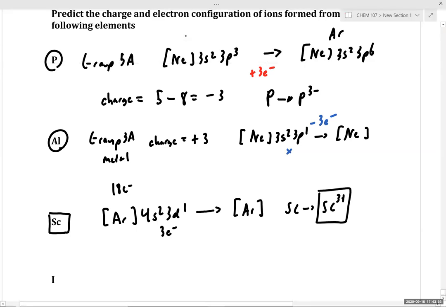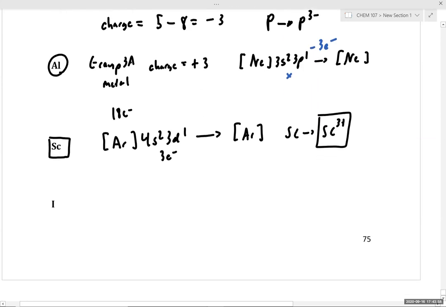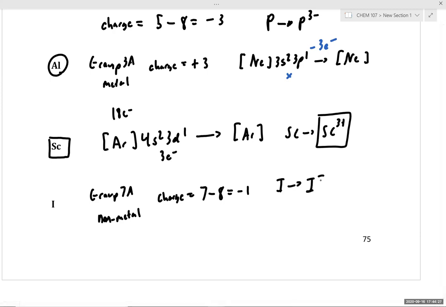Finally, let's look at iodine. Iodine is a group 7A element, and it's a non-metal. So we'd predict the charge would be equal to the group number minus 8, which would be -1. So iodine would prefer to form iodide, I minus. Does this example make sense to everyone? Everyone comfortable with predicting charge?